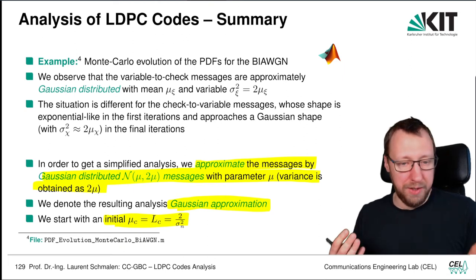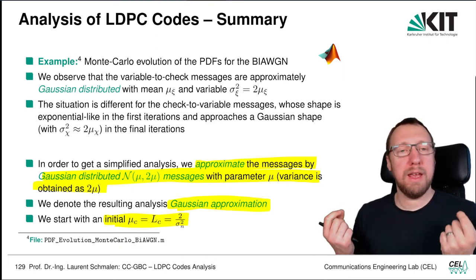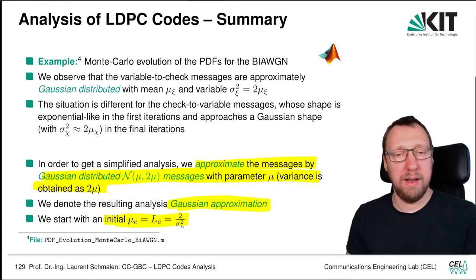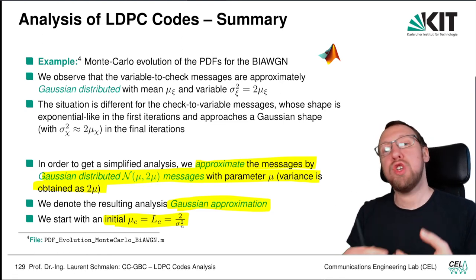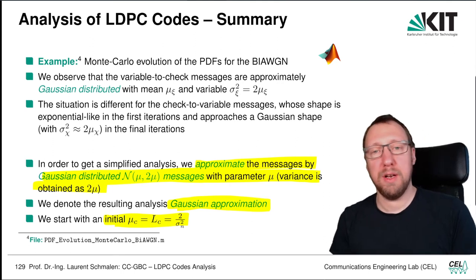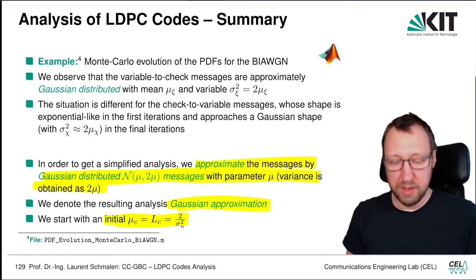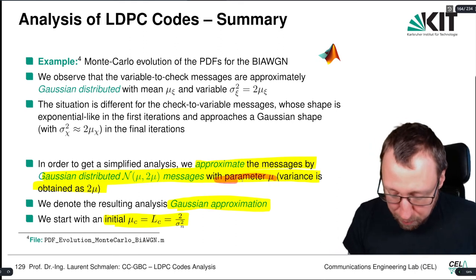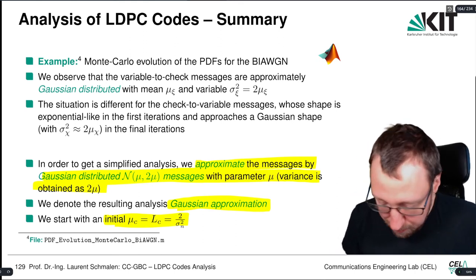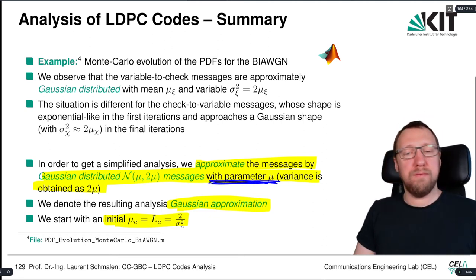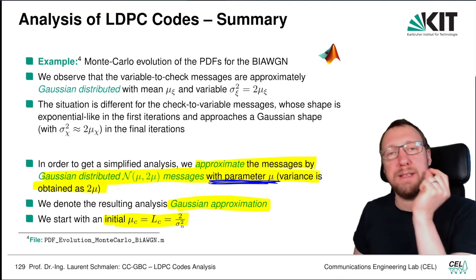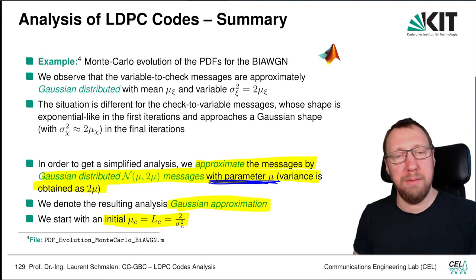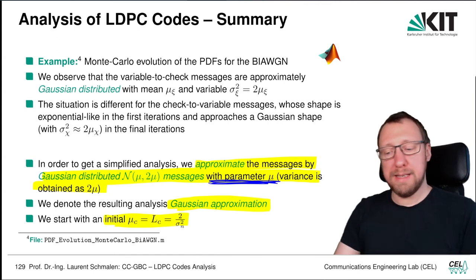So now with this approximation, maybe we can calculate what's going on in the variable nodes and check nodes and just see how the actions of the variable nodes and the actions of the check nodes change the mean of the Gaussian messages. So we just look at the Gaussian messages with one parameter. We have one single parameter that is mu. The variance is not a parameter, the variance is related to mu because it's twice the mean, always. This is our assumption that we make. Okay, so let's take a look at what's going on.